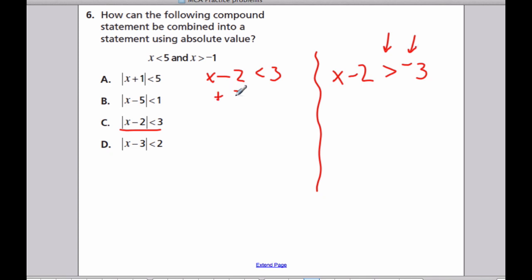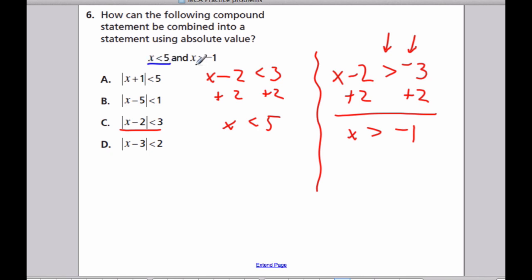I'm going to add 2. So in this case, x is less than 5. And then I'm going to add 2 here as well. And in that case, I get x is greater than negative 1. Then I go back up and look. What are they looking for? Something x less than 5 and x greater than negative 1. I've accomplished both of those with this problem. Therefore, this is my best answer, C.